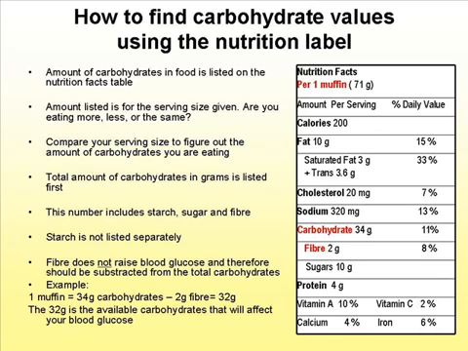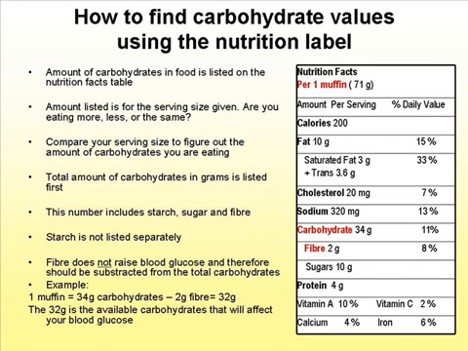So how do you find carbohydrate values using the nutrition label? The amount of carbohydrates in food is listed on the nutrition facts table, and this is the nutrition facts table. The amount listed is for the serving size given. Here we have one muffin. Are you eating more or less or the same? Really what I want to know is, are you eating half a muffin, or one muffin, or two muffins? And you compare your serving size to figure out the amount of carbohydrates you're eating.